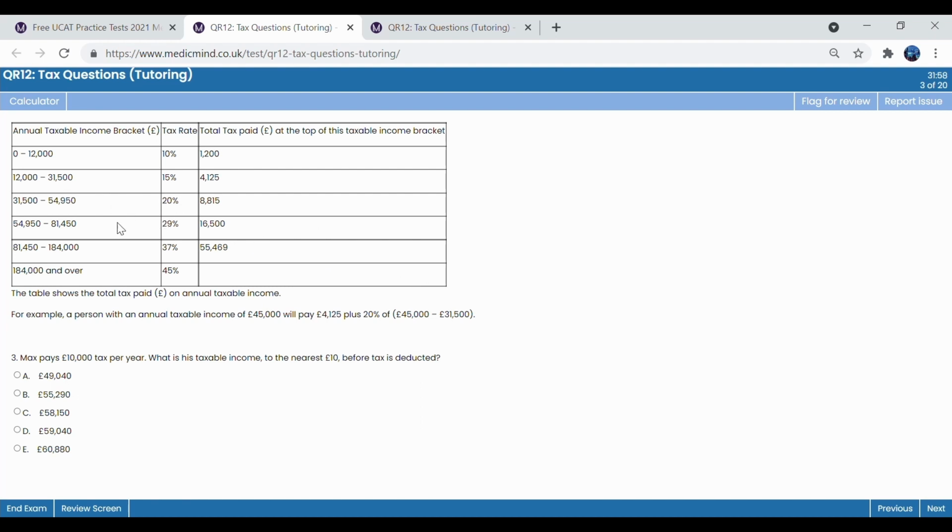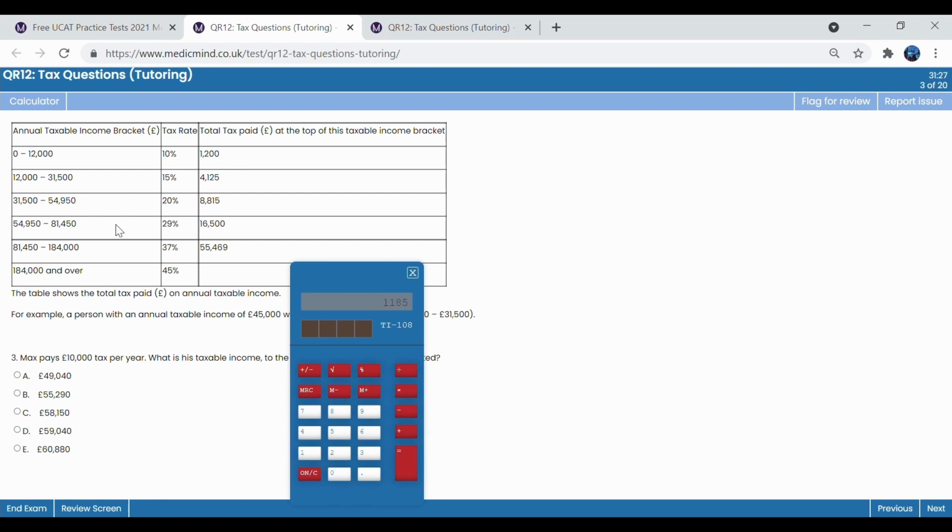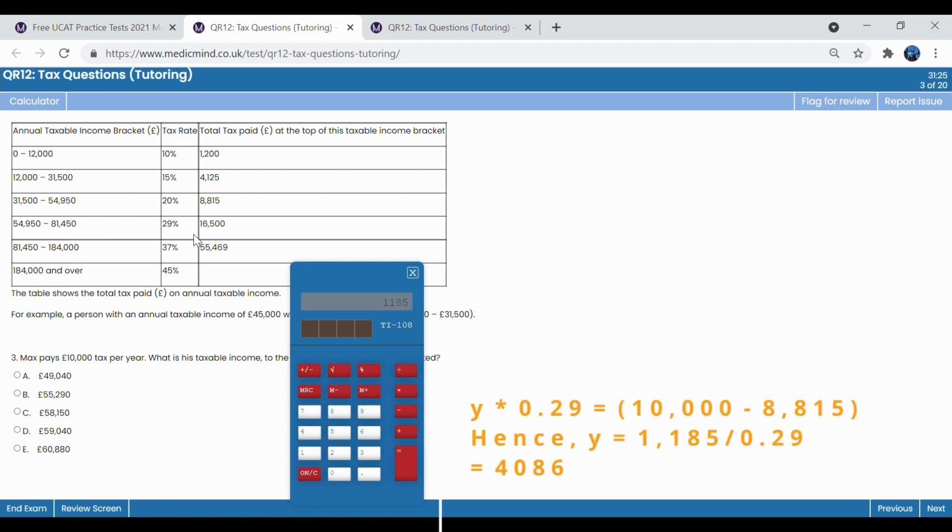Now, the way we've been calculating is, let's say the salary is 60,000. We do 60,000 minus this, and then times that by 0.29 to get the tax value he has to pay and add that to the previous one. So we worked out the tax value he has to pay for this threshold is 1,185. Let's say his salary is X, so X minus 54,950 times 0.29 equals that. We have to work out what X is, and the way we do this is call this entire thing Y.